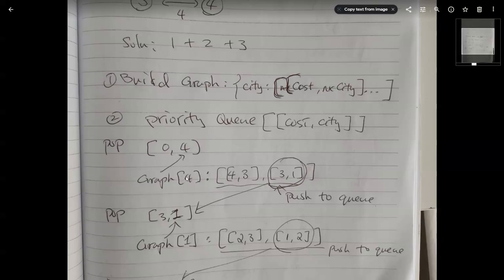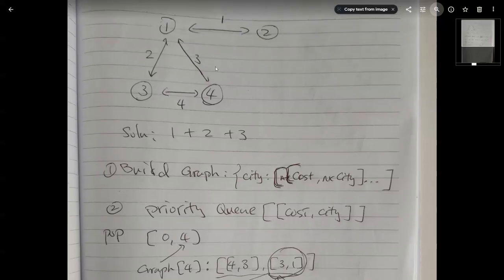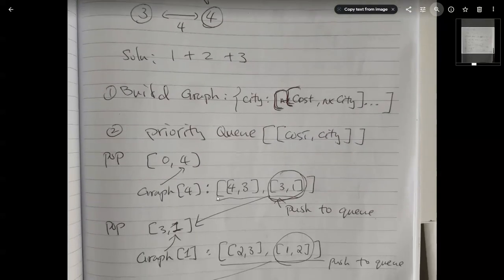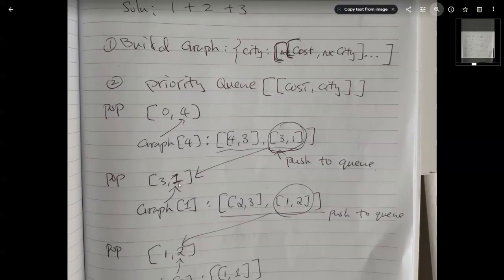Then I look at the graph for city 4. I have two choices: a cost of 4 to build a connection with city 3, or a cost of 3 to build a connection with city 1. I push them into the queue, and then use a heap to pop off the connection that has the lowest cost, which in this case is 3 and 1. Pay a cost of 3 and build a connection with 1.